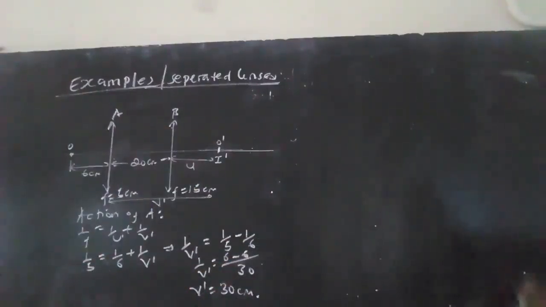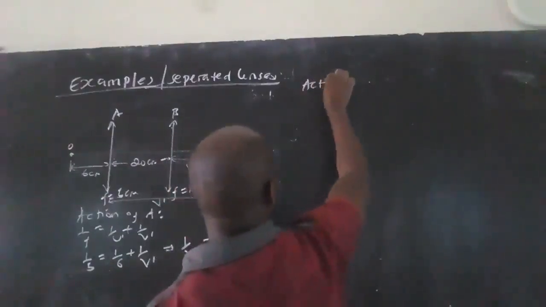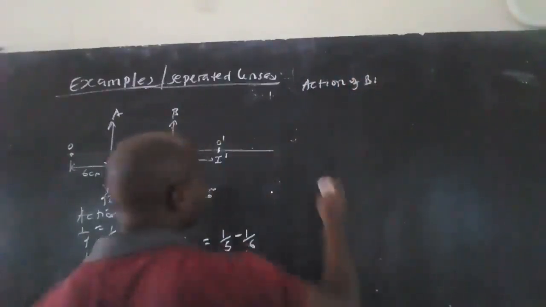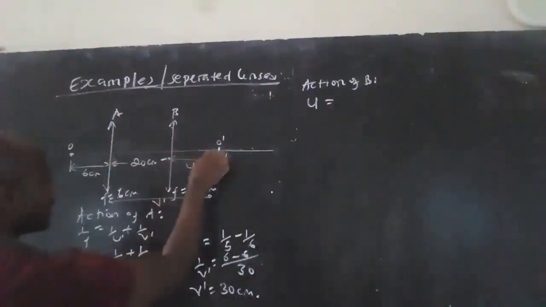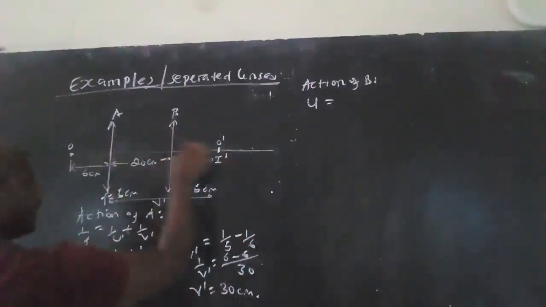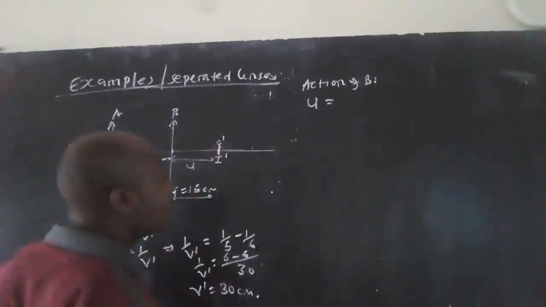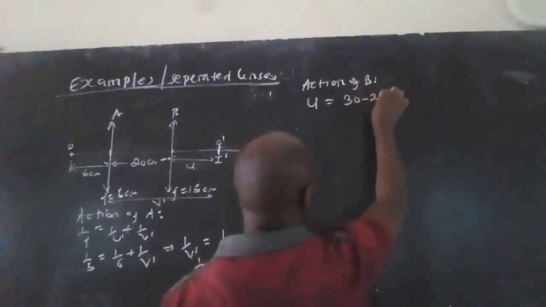Then we go to action of B. So action of B, what is our U now? Our U is from here to here. From here to here is 30, and from here to here is 20. What is the distance remaining? So it will become 30 minus 20.